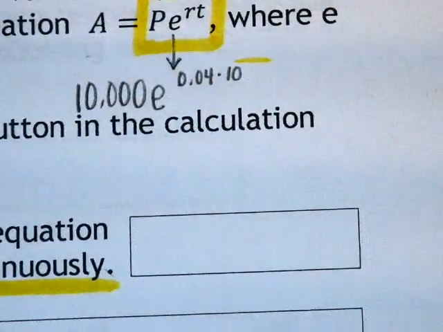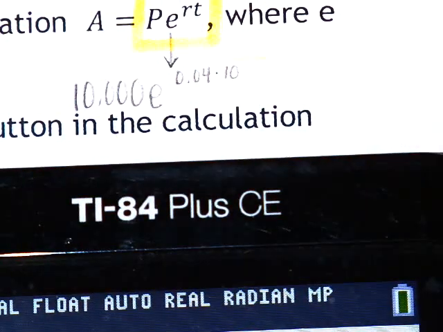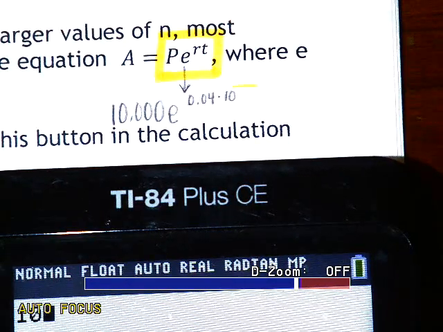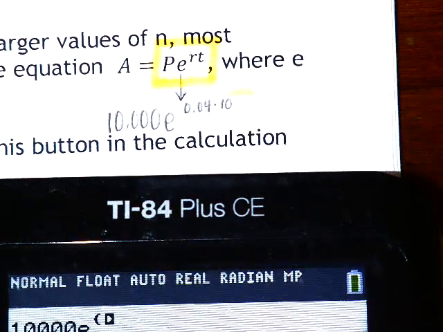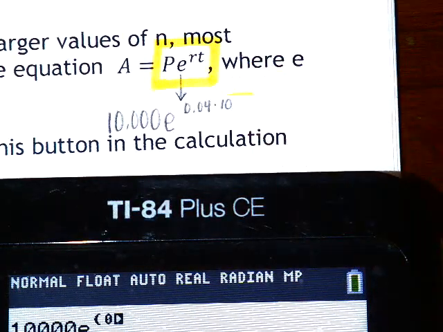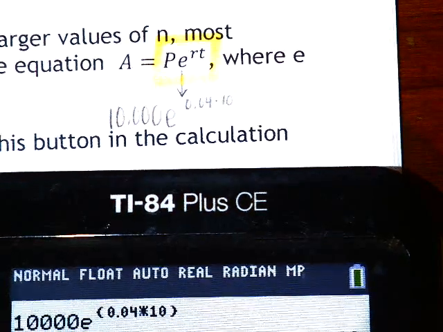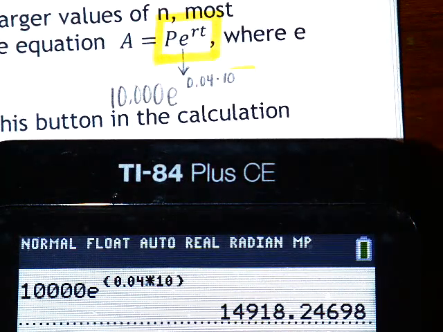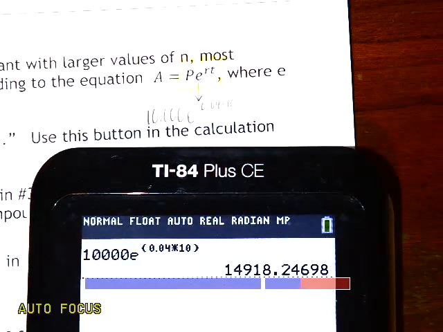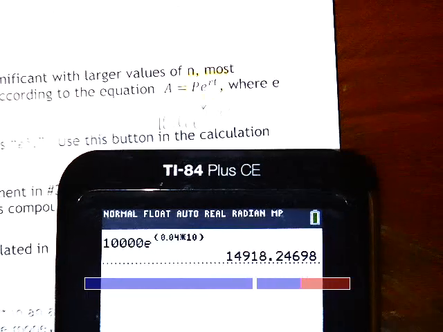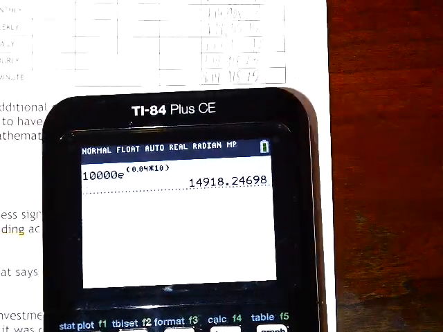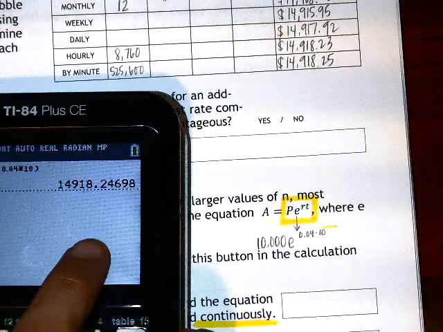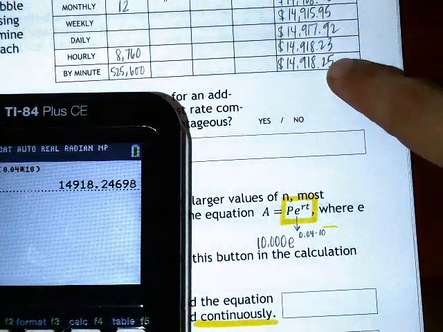So now, that is my PERT equation. If I type that into the calculator exactly the way I see it, it's going to look like this: 10,000 E to the power of, and I'll use parentheses anytime I have two things in the exponent spot, 0.04 times 10. And now, notice the results: $14,918.25, which happens to be the exact same amount that we calculated in the table. It's hard to see because of the glare, my apologies. The exact same amount that we calculated by minute.